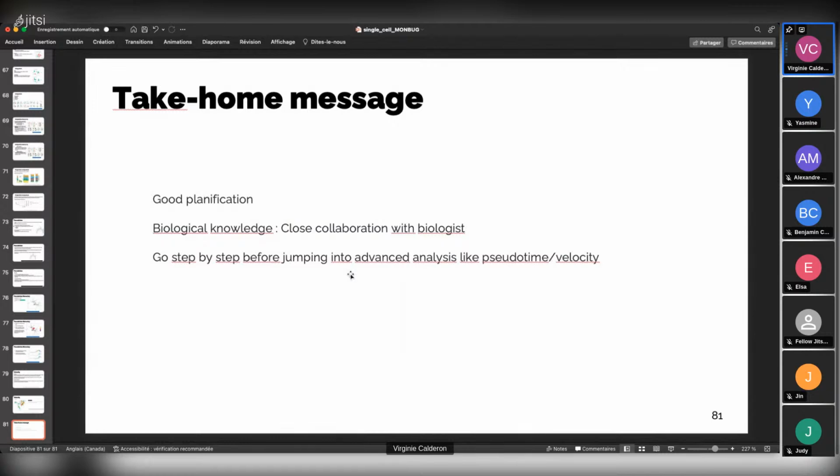Really important. And my last advice would be to go step by step during this type of analysis. Do not jump directly into pseudotime or velocity. Just look at your data, know your data sets, know your clusters, what you have, what the issues are, before doing such advanced analysis, because you won't know how to interpret the result if you don't know your data sets well.